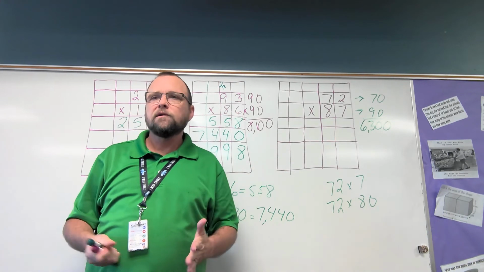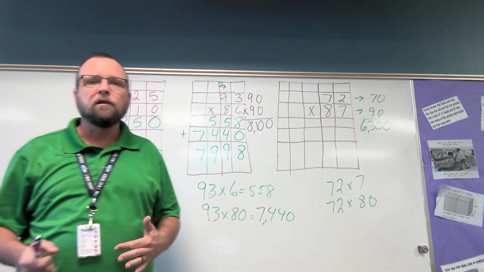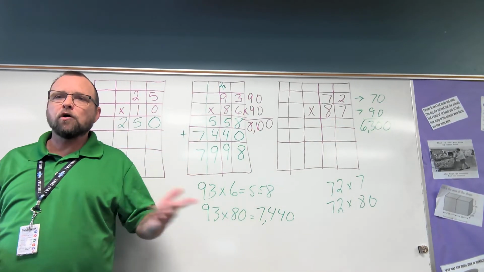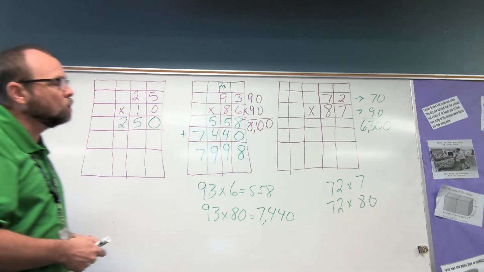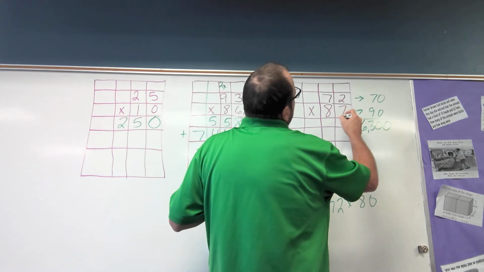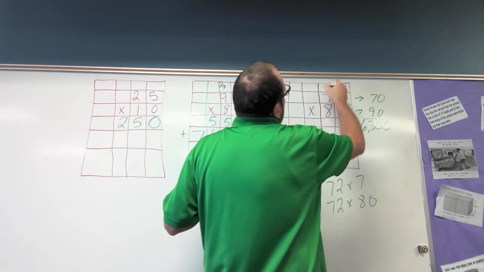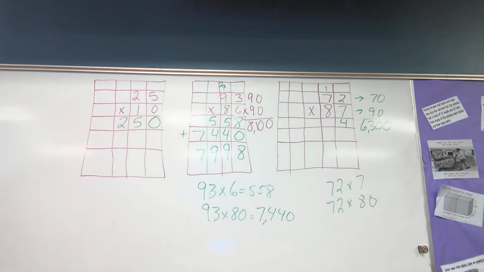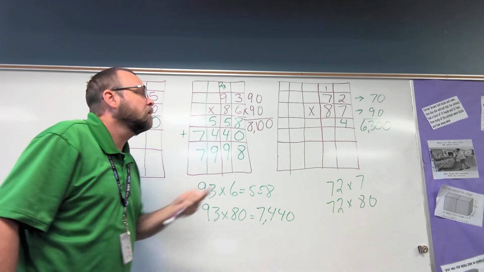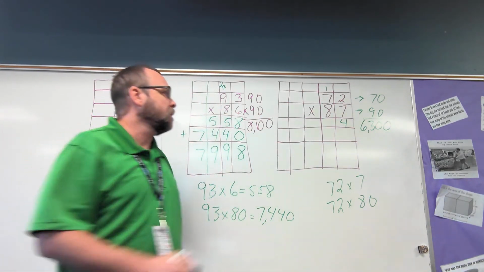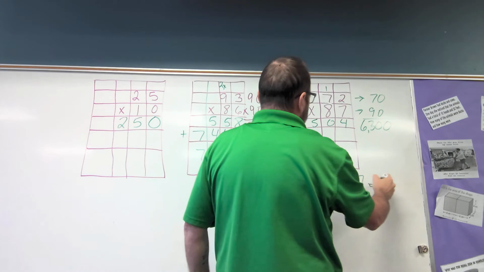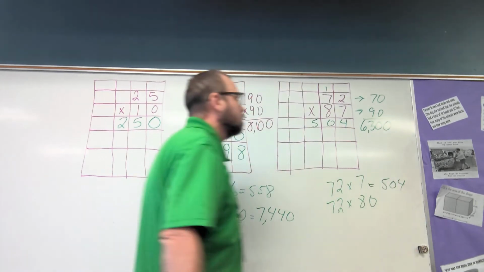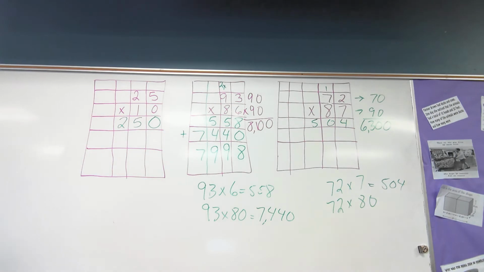This is one way to do it. You may have learned other ways to do it. There are videos that I've shared with you that show other ways to do it. All right, so we have 7 ones times 2 ones is 14 ones, or 4 ones and 1 ten. 7 ones times 7 tens is 49. Plus I have one more ten, 50. So 72 times 7 should give us a product of 504.